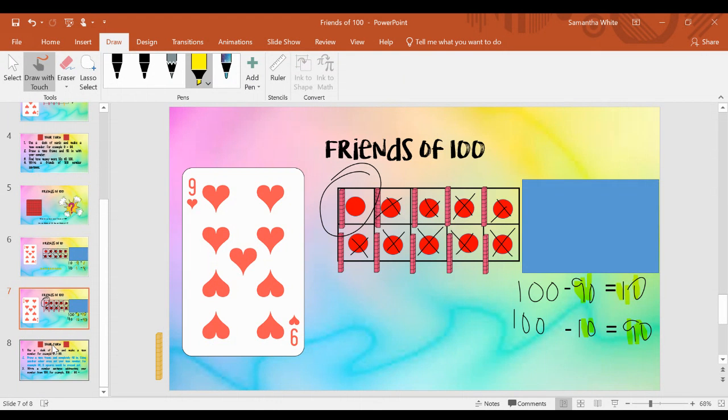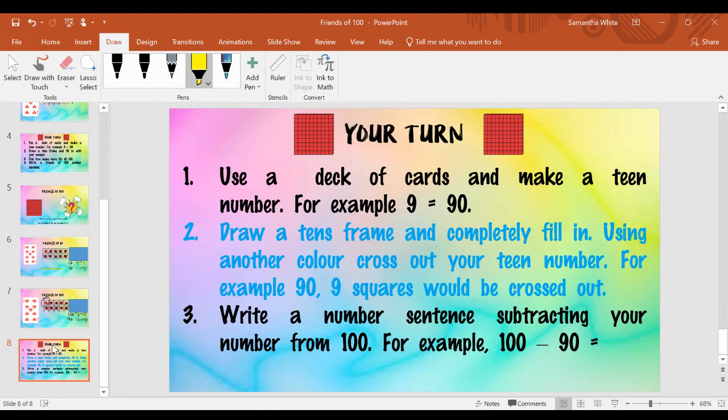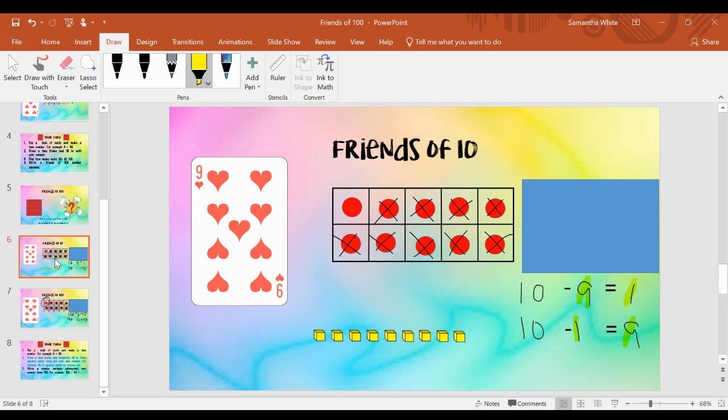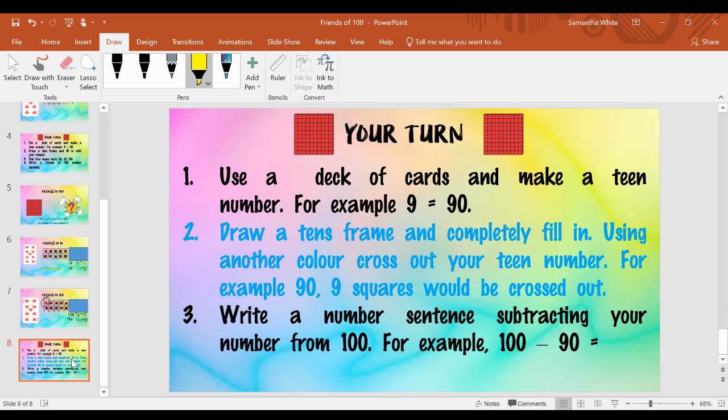Okay, now this is your turn. You are going to use a deck of cards and make a tens number. For example, 9, 90. You're going to draw a tens frame and completely fill it in. So like Mrs. Allen did, this was completely full, and then I was taking away, I was crossing them out. So for example, 90, 9 squares would then be crossed out. You're going to write your number sentence, and remembering 100 goes first because it's the larger number, 100 take away 90 equals. And then whatever the answer is, you're going to take that away from 100 as well. Okay, I can't wait to see your work.